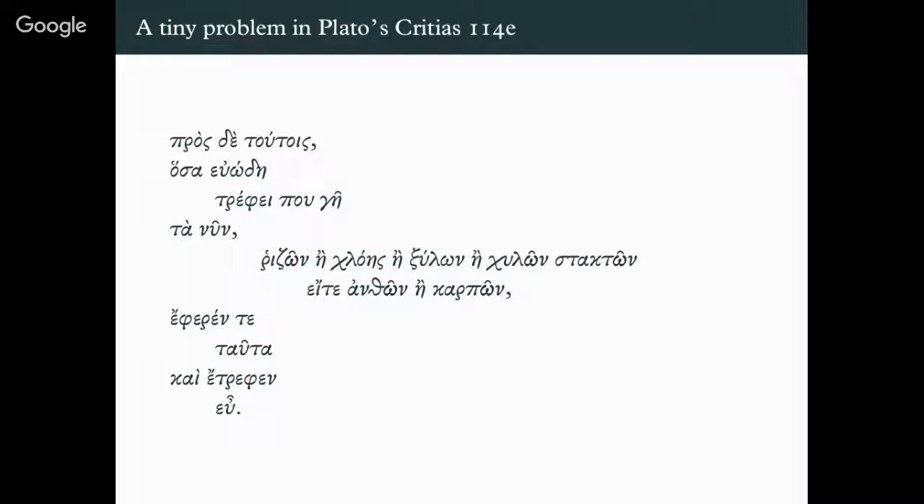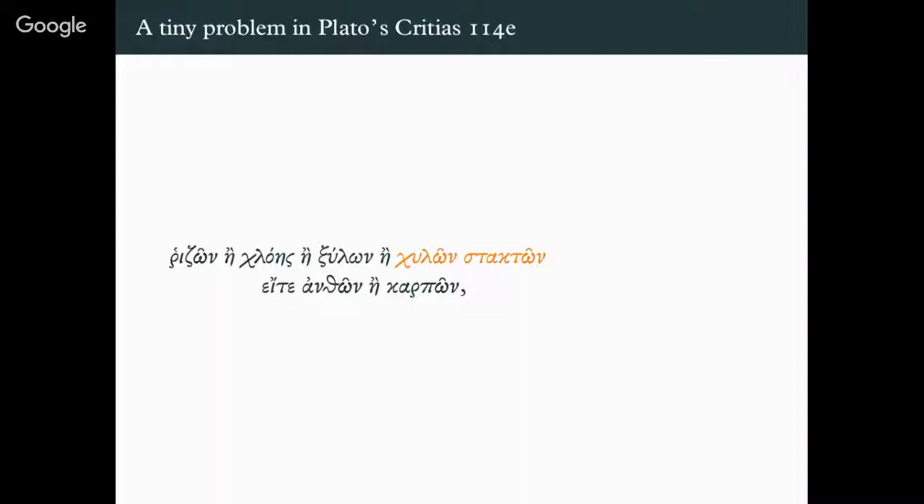If we analyze the passage syntactically, we can reorganize it like this. We know that hosa euode goes with tanin, and that rhizon, echloes, exilon go together. These are all genitives, they are all somehow alike. And then we come to this hilon stakton. And then again, two genitives, eite anthon, karpon. So it means something like rhizon, echloes, exilon, echilon stakton are options from which one can choose. It means roots and grass and wood and everything that oozes.